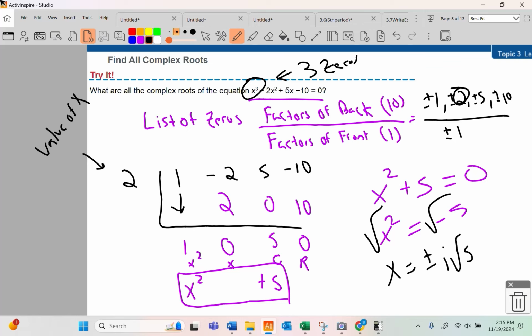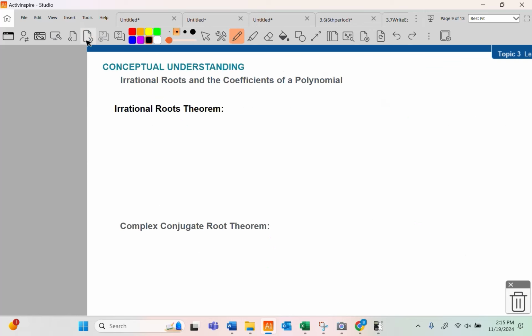Notice that there's something going on here. You have a positive imaginary root of 5 and a negative imaginary root of 5. All right, here come two theorems. One of them is called the irrational roots theorem. Can anybody in here tell me what an irrational number is?